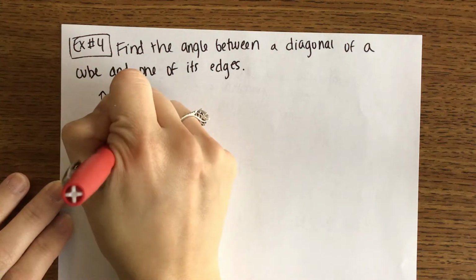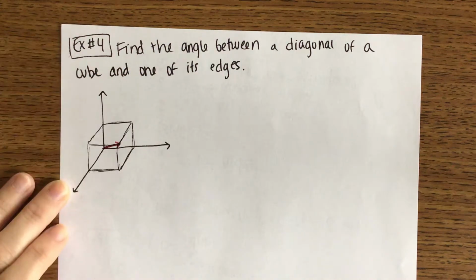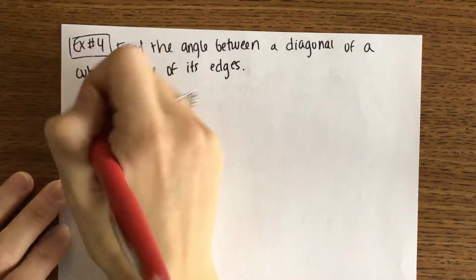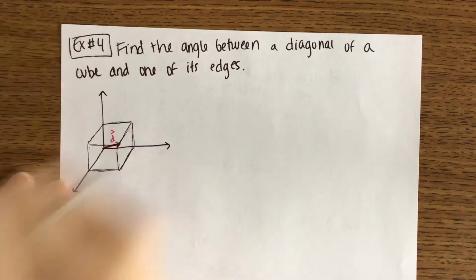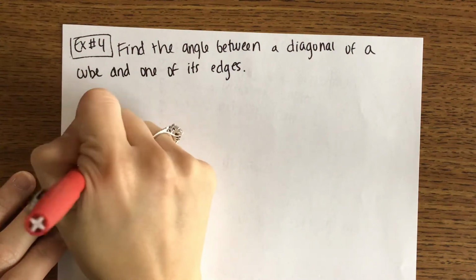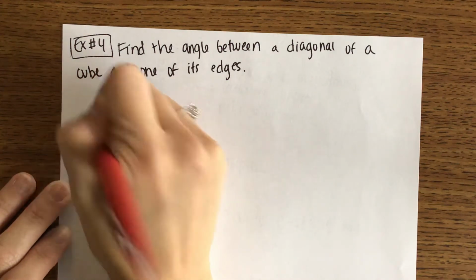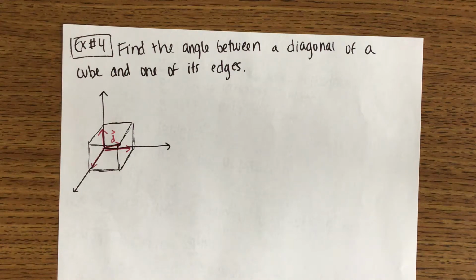Okay, so what we want is the angle between one of the diagonals, so I'm going to call this D, and any one of the edges. So it could be this edge, could be this edge, could be that edge. Can you guys picture what I'm going for there? I know it's a little hard to see.